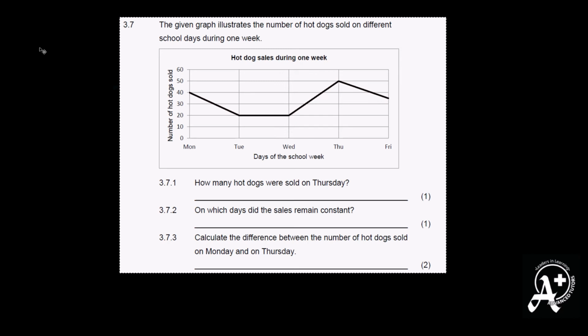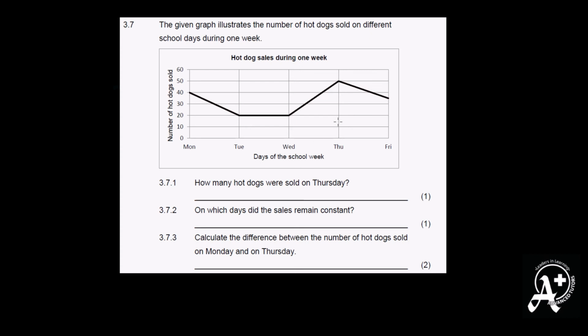In 3.7, the given graph illustrates the number of hot dogs sold on different school days during 1 week. Right, so we've got the number of hot dogs sold here on our vertical or y-axis, and the days of the school week on our horizontal or x-axis. So in 3.7.1, they ask us how many hot dogs were sold on Thursday.